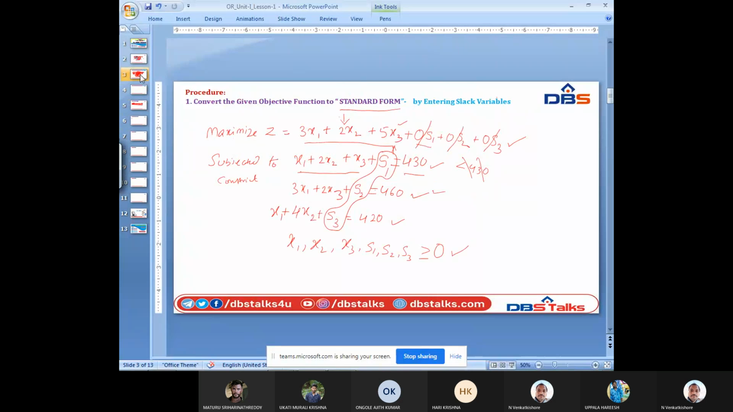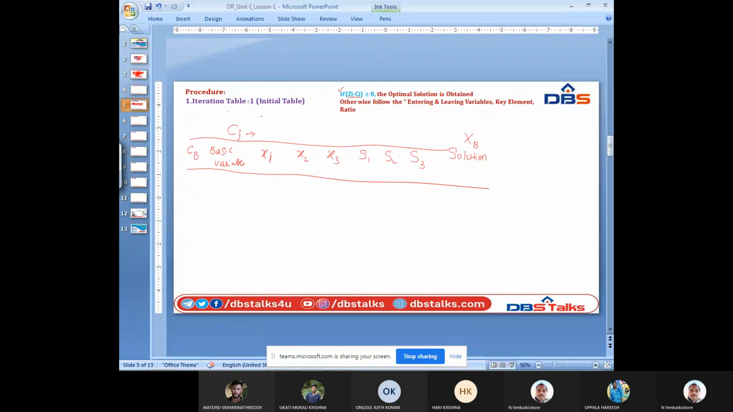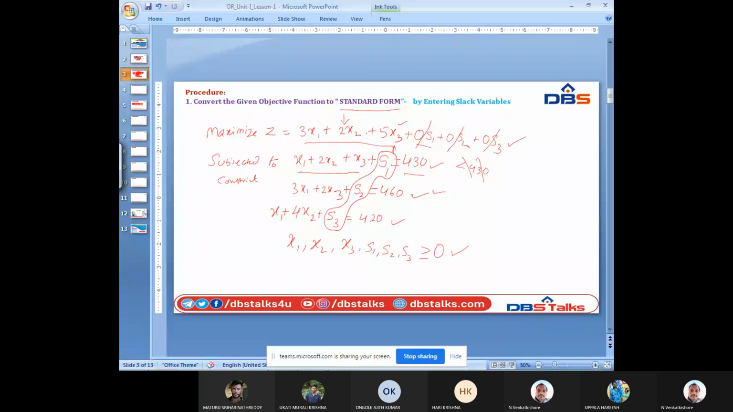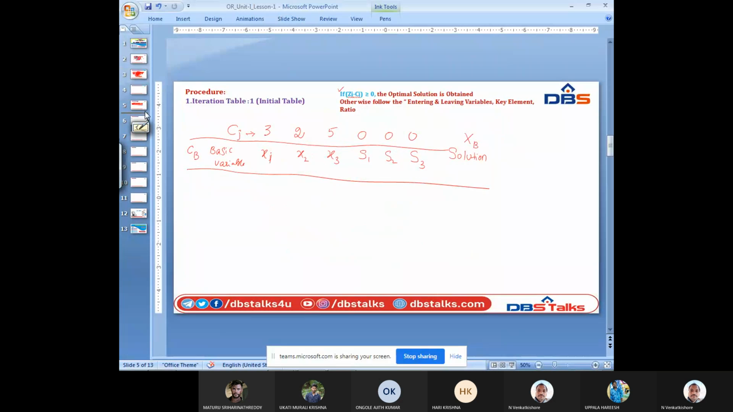So here, what are the coefficients in the objective function? 3 for x1, 2 for x2, 5 for x3, 0, 0, 0. If you remember, the objective function is 3x1 plus 2x2 plus 5x3. At the same time, the constraints are also represented here. What are the constraints?